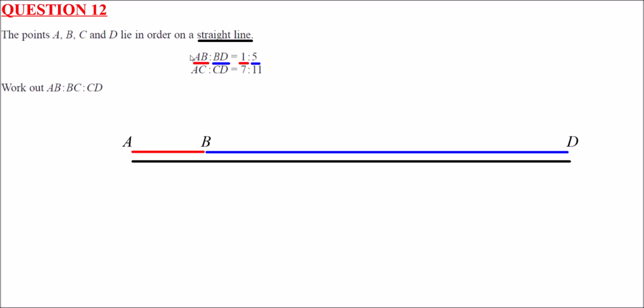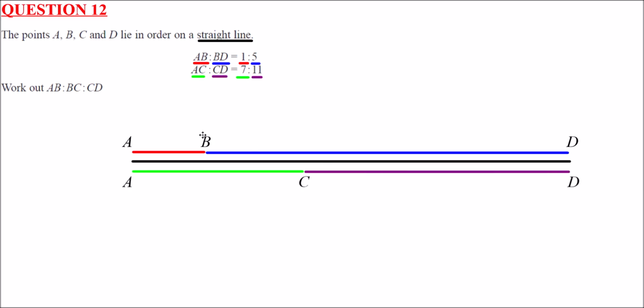The next part of the ratio says that the ratio of AC to CD is 7 to 11. So we can add this on here. We can do a portion of a line AC and then another portion CD, those two added together in the ratio 7 to 11, and we'll also make the full line, because you go from A all the way to C, then from C to D. We need to now combine this ratio to work out the overall ratio of AB to BC to CD.